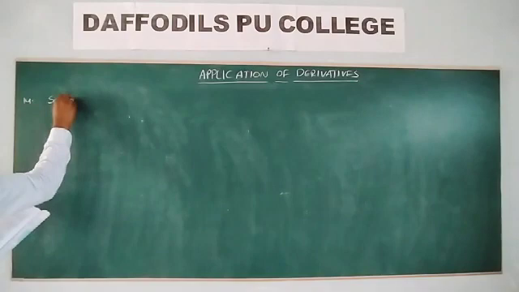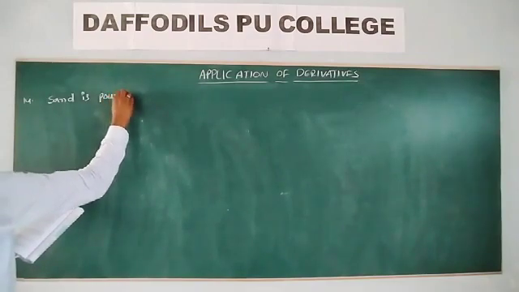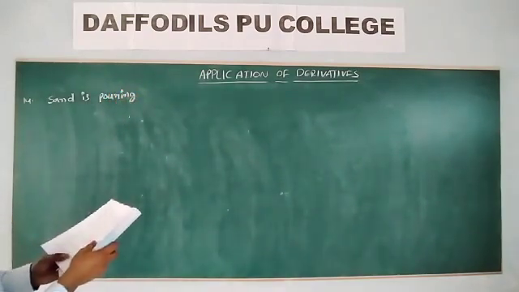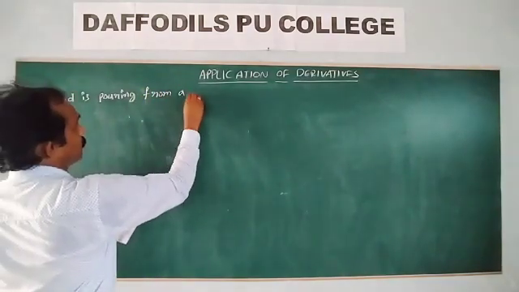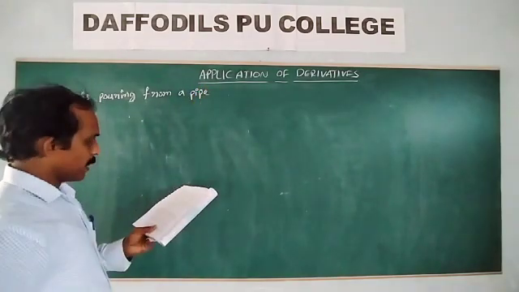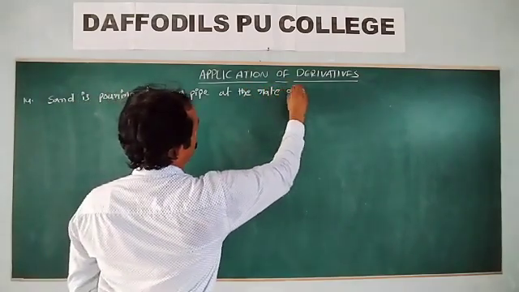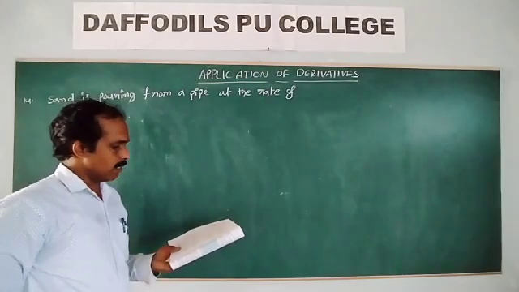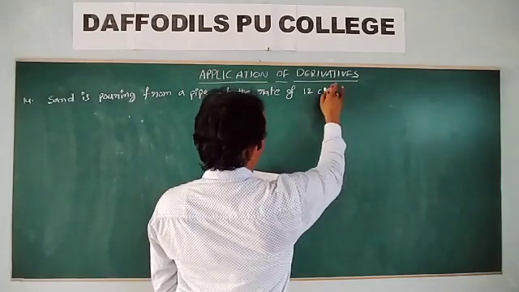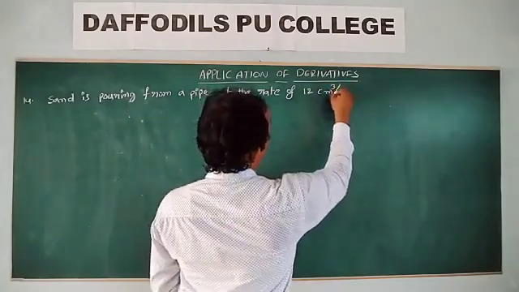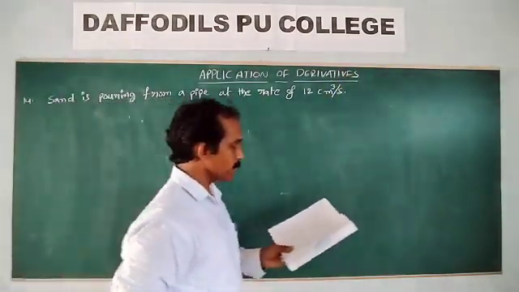Sand is pouring from a pipe at the rate of 12 centimeter cube per second. The sand is pouring from a pipe at the rate of 12 centimeter cube per second.